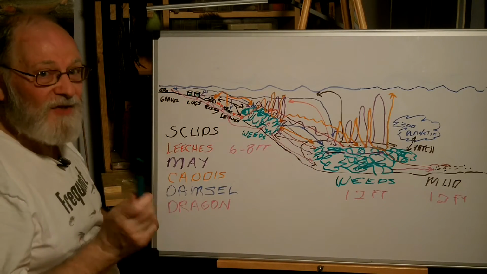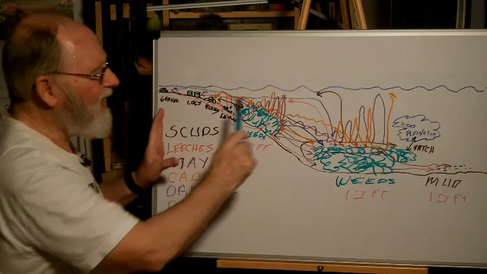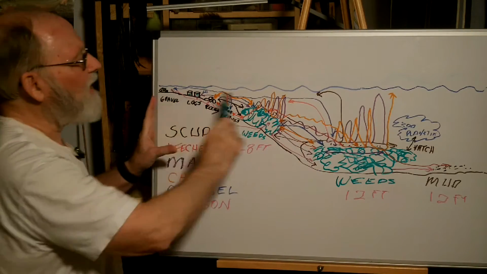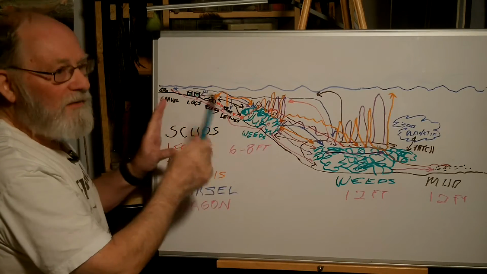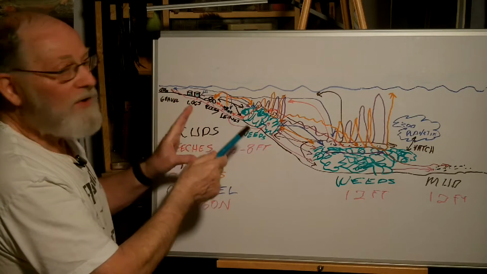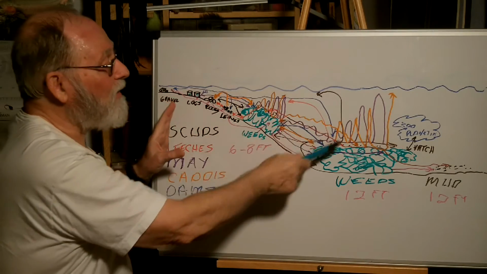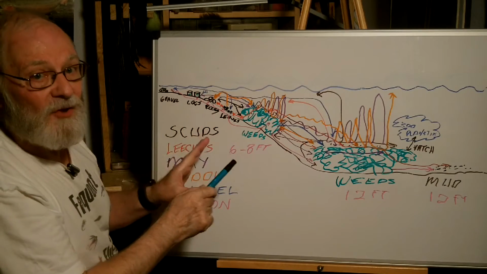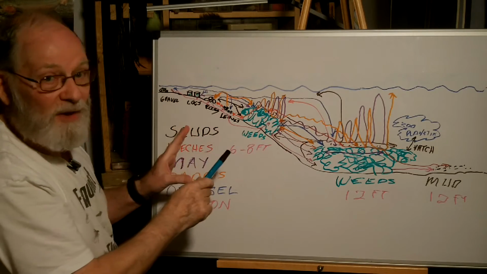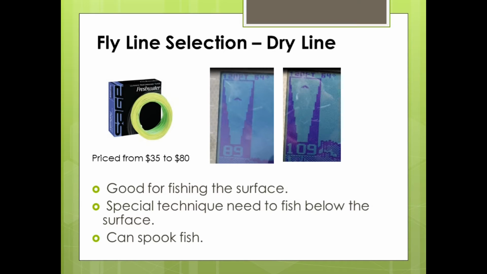That's why line selection is so important. You have to have the lines necessary to allow you to duplicate any of these patterns. The fish will be actually looking for a fly that's similar to the food that they eat, and that will be moving in a way that's similar to what they would do naturally. So you want to be able to duplicate that with your fly line. Fly line selection, dry line.